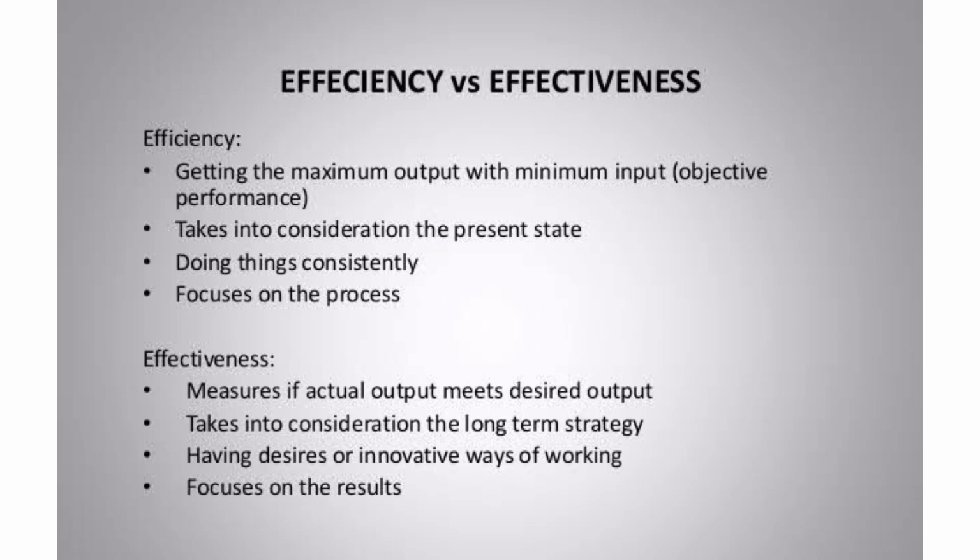Let's see more of the details of the terms. Efficiency means getting the maximum output with the minimum input, takes into consideration the present state, doing the things consistently, and focuses on the process. Whereas effectiveness measures if actual output meets the desired output. That means your task must complete with no deviation. Whatever the desired output was must be your actual output. It takes into consideration the long-term strategy, having innovative ways of working, and focuses on the results.